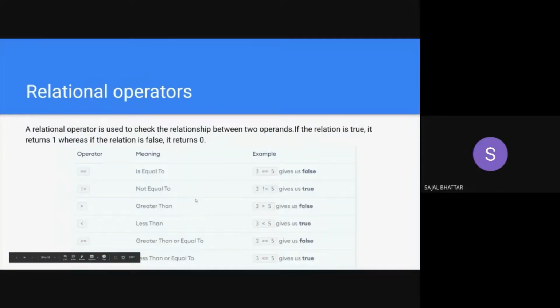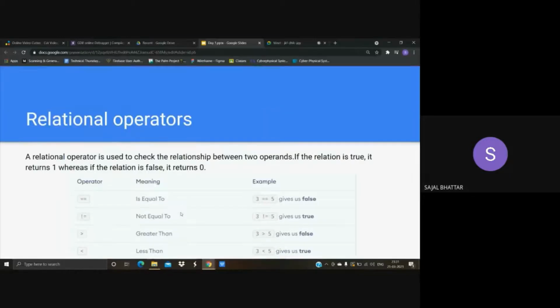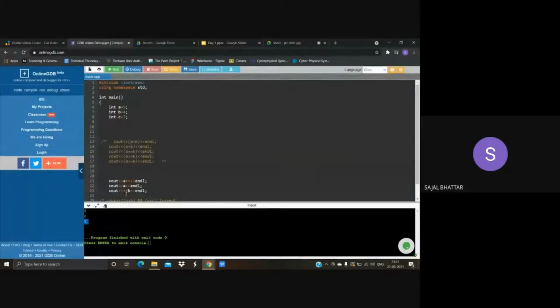And next, we have relational operators, which basically check the relationship between two operands. If the relationship is true, we get the value as 1, and if it's false, we get the value as 0. Let's look at the code for this.